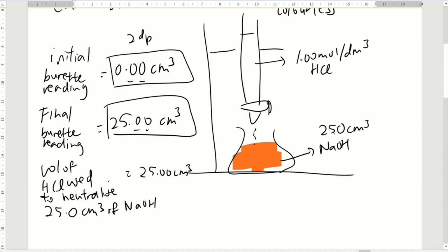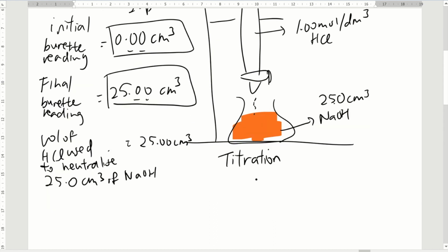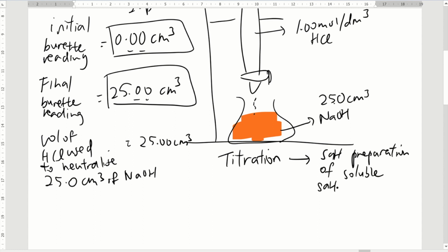So what kind of method is this? The one with the burette, the conical flask, the indicator. This method is called titration. So we are using titration to do salt preparation of soluble salts, to be specific, group 1 salts. We are also using titration for volumetric analysis.